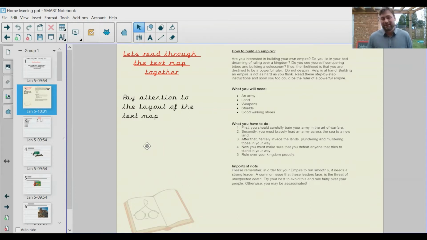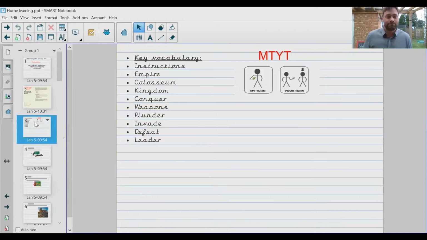A common issue is that what these leaders face is the threat of unexpected death. Try your best to avoid this and rule fairly over your people. Otherwise, you may be assassinated. Okay, so that's the text.